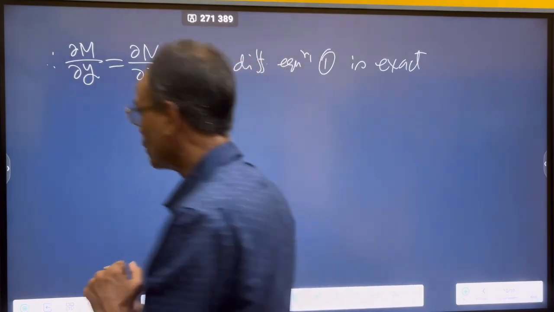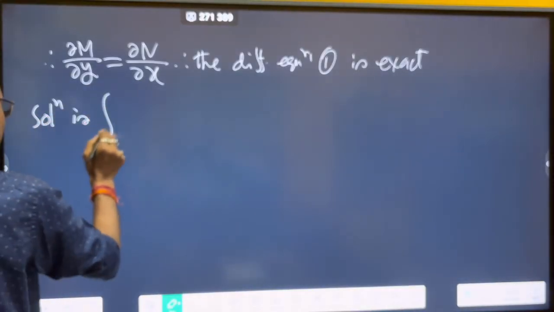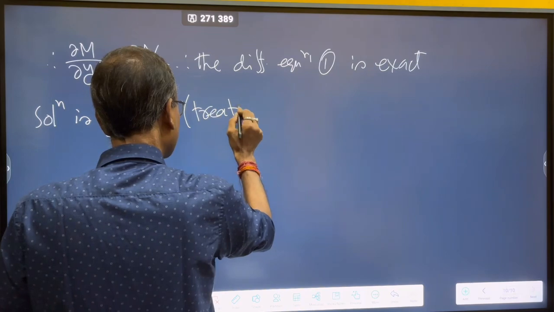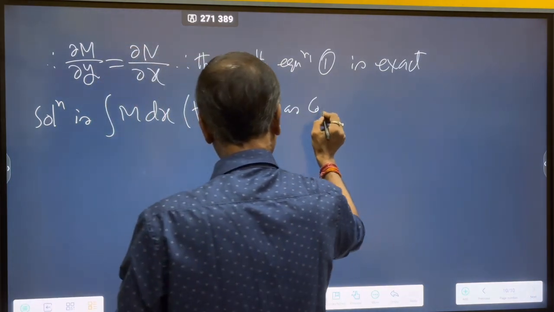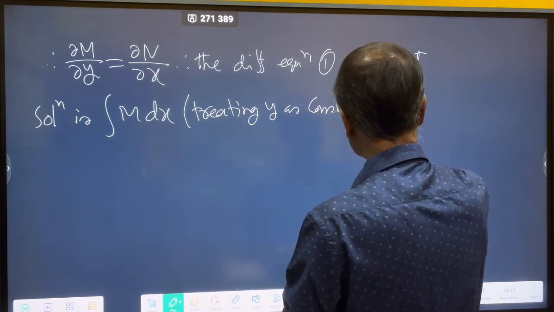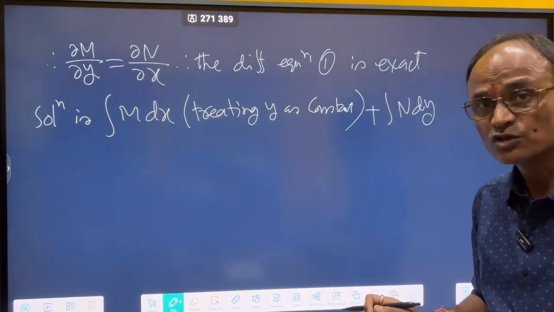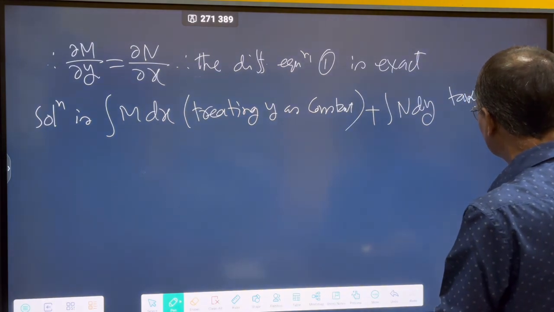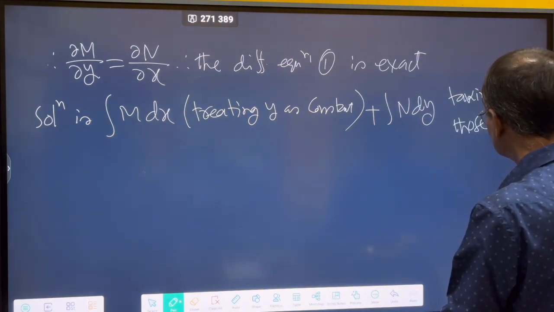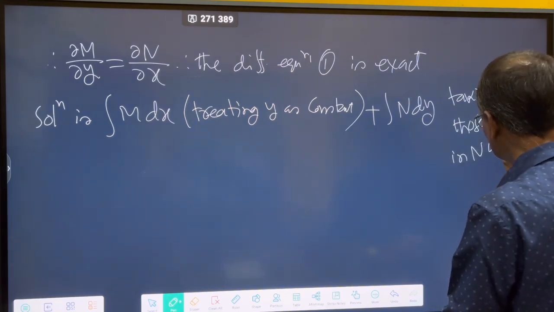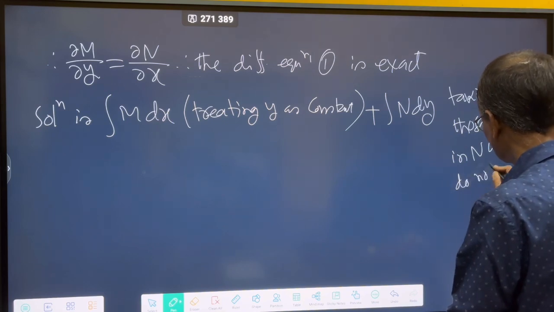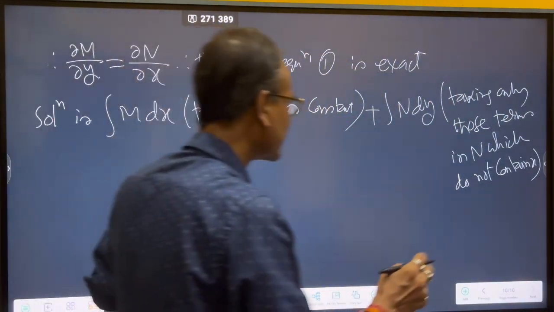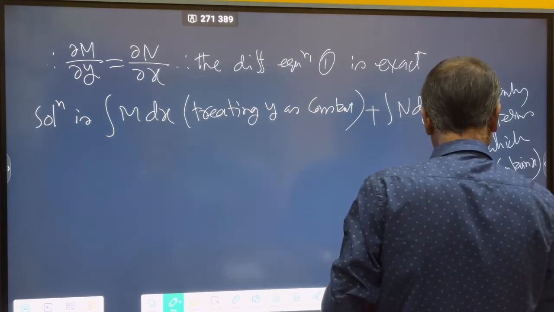For an exact differential equation, the solution is integral M dx, treating y as constant, plus integral N dy, taking only those terms in N which do not contain x, equal to constant.